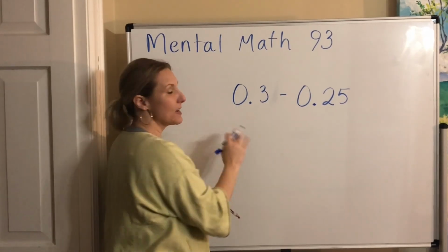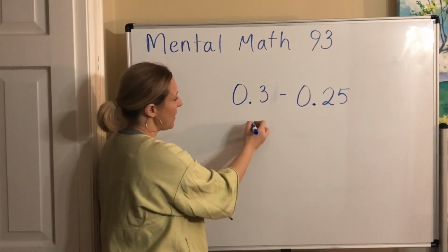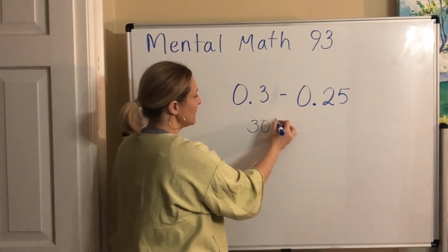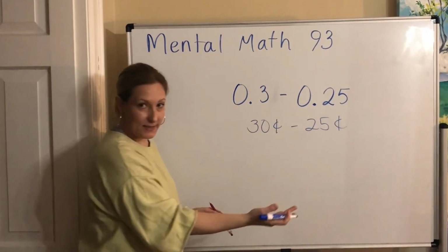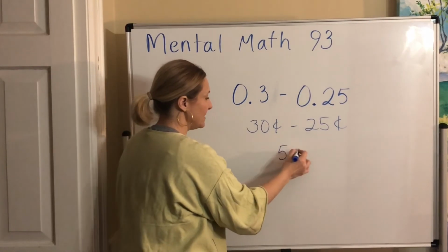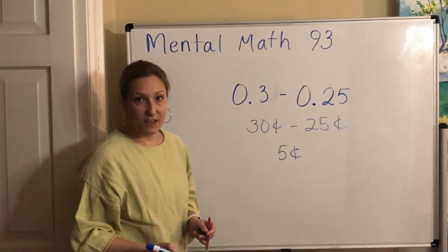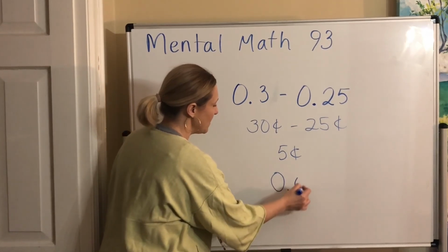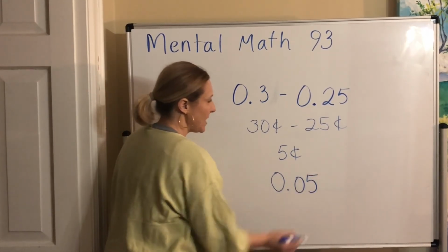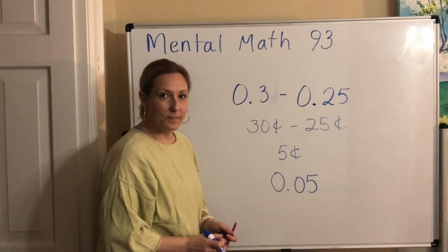So we need to think about this mentally, like 30 cents minus 25 cents, right? And we know that is going to be 5 cents. How do you write 5 cents in a decimal? 0.05. And that's what we got when we worked it out, wasn't it?